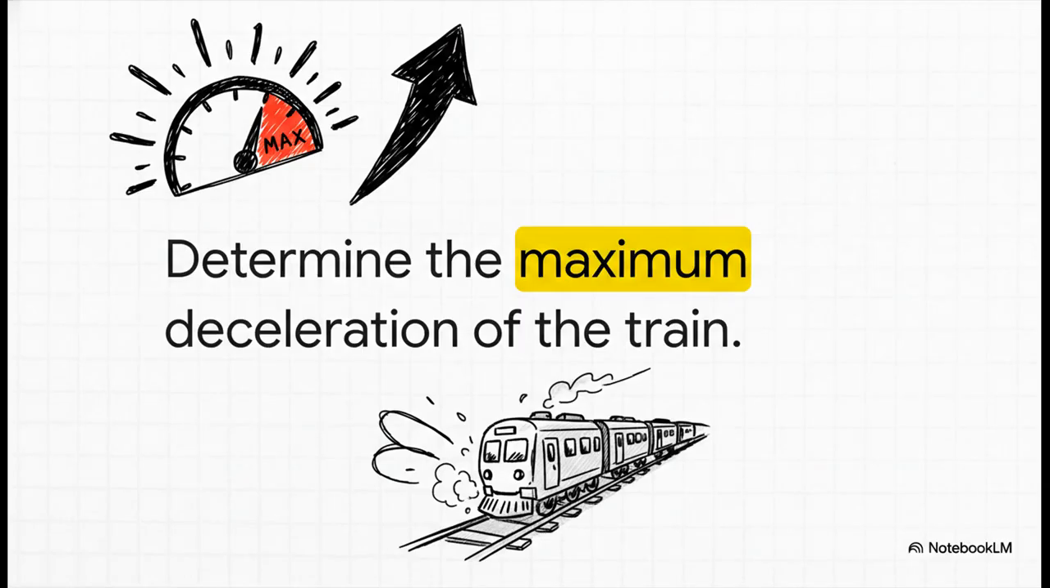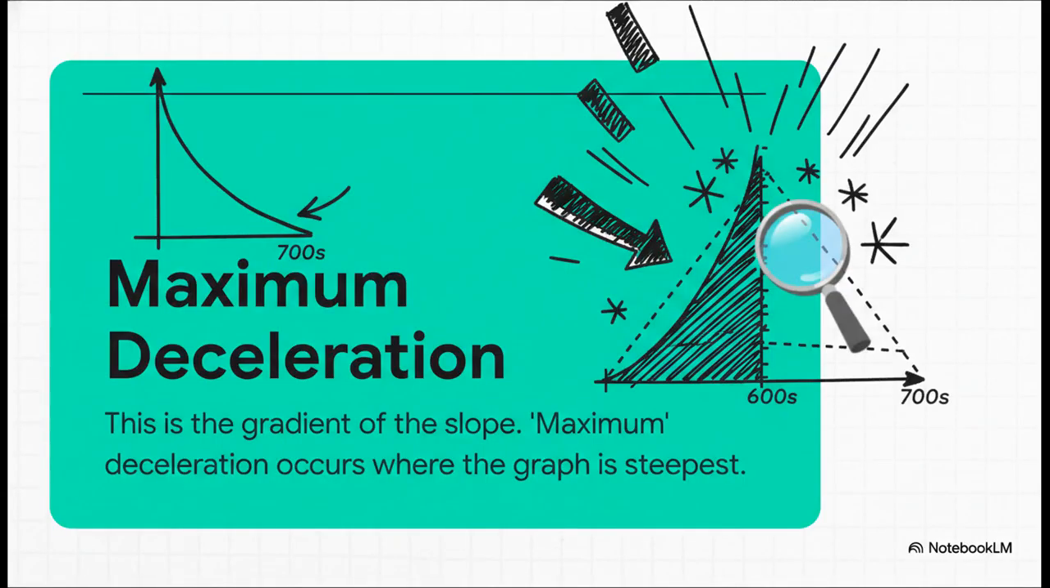All right, back to the numbers. The next question asks us to find the maximum deceleration. So we're looking for the exact moment the train was slowing down the fastest. So where do we find that? Well, we just said it. The gradient is the deceleration. So finding the maximum deceleration is just a fancy way of saying find the steepest part of the downward slope.